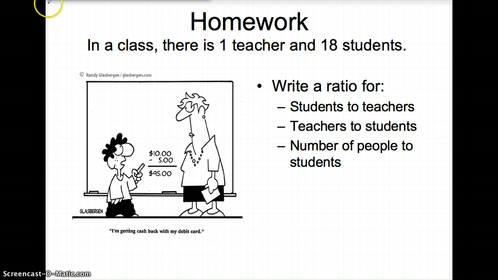And here's your homework. In a class, there is 1 teacher and 18 students. Please write a ratio for these 3 scenarios: students to teachers, teachers to students, and number of people to students. And I mean number as in total number of people. So please make sure you do your homework, and I will see you on Monday.